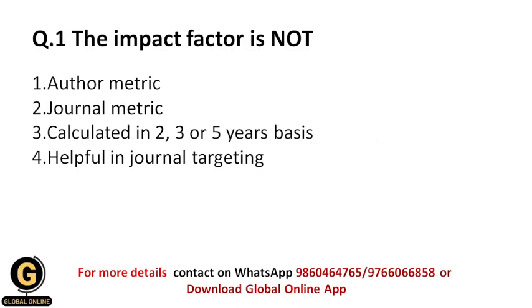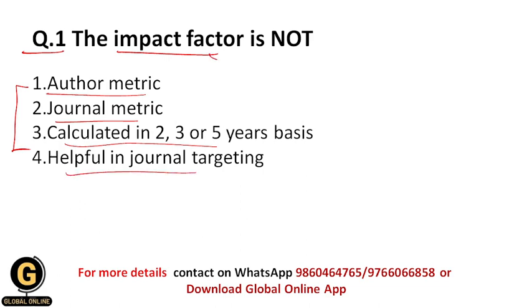So students, now let us start with today's session. Question 1 is, the impact factor is not. Here they have given us some options, and from these options, which option is not included in the impact factor, or is not a characteristic of impact factor. Whether it is author metric, journal metric, calculated on a 2, 3 or 5 years basis, or helpful in journal targeting.